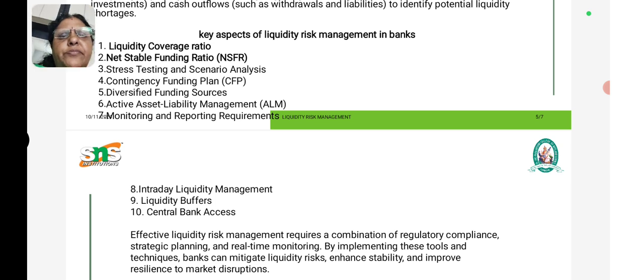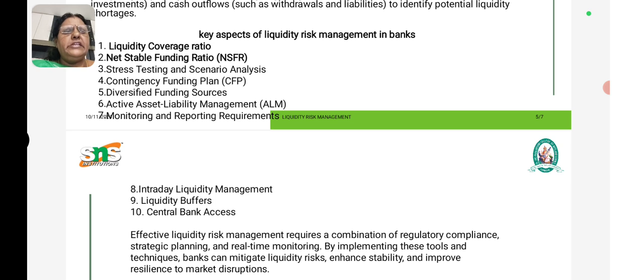Intraday liquidity management. So the bank has to manage its liquidity, with a liquidity buffer and central bank access. So it has to have a backup for this liquidity risk management. Effective liquidity risk management ensures a combination of regulatory compliance, strategic planning and real-time monitoring. So the banks have to follow regulatory compliance, have strategic planning for their liquidity risk management, and set up a real-time monitoring process to monitor the liquidity risk.